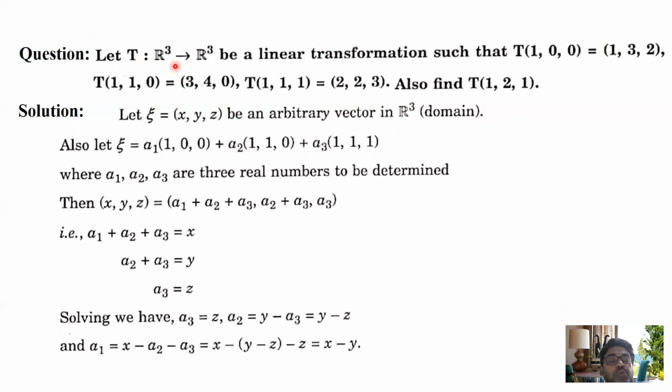Let T: R³ → R³ be a linear transformation such that T(1,0,0) = (1,3,2), T(1,1,0) = (3,4,0) and T(1,1,1) = (2,2,3). First find that linear transformation and then find T(1,2,1). Let ζ = (x,y,z) be any arbitrary vector in R³. So let ζ = a1(1,0,0) + a2(1,1,0) + a3(1,1,1). Try to understand the basic difference.